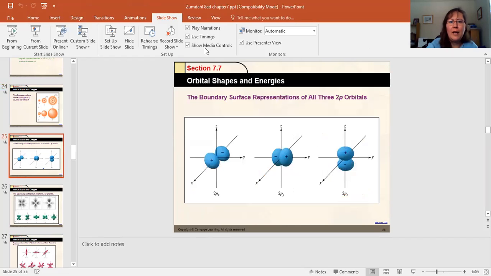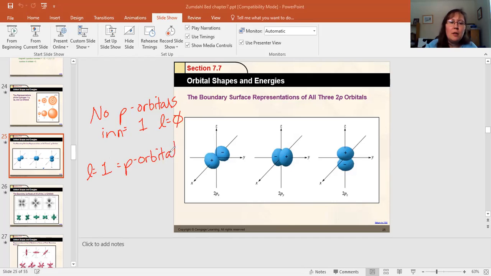All right, now we have our next one. Okay, and these are our p orbitals. Now there are no p orbitals in n equals 1, because n equals 1 only has L equal to 0, and a p orbital is L equal to 1. Okay, and that's our p orbital.